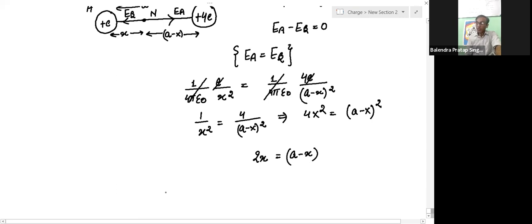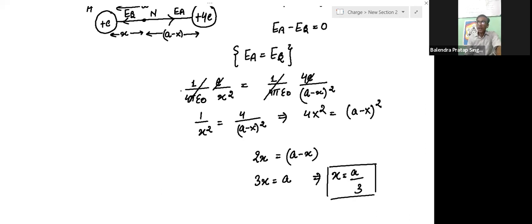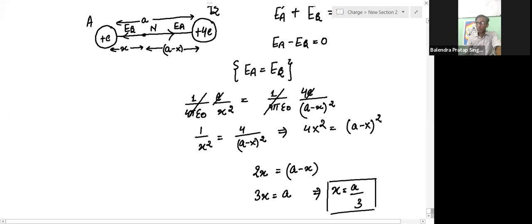Okay, so from here you will get the value thrice of x is equal to a, and from here you can calculate the value of x is equal to a by 3. This is the value of x. So the neutral point lies close to this charge, which is plus e, and the value of this point is a by 3.